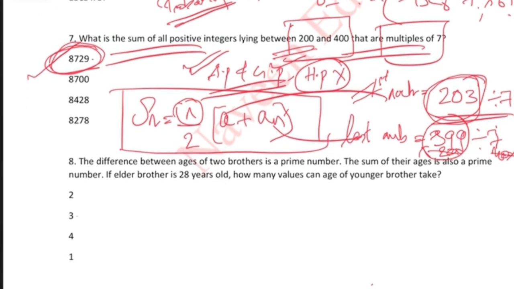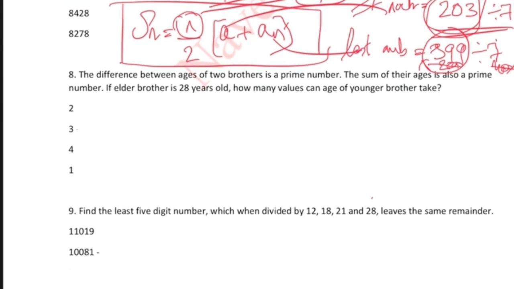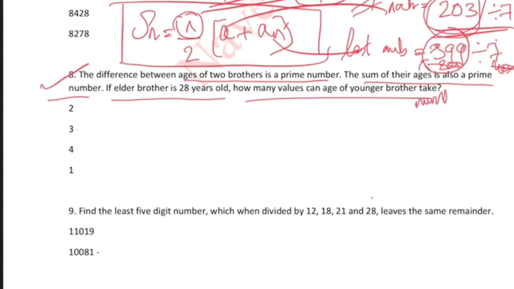Question number 8. The difference between ages of two brothers is a prime number. The sum of their ages is also a prime number. If the elder brother is 28 years old, how many values can the age of the younger brother take? So we only have to find how many values. We do not have to find the age or anything like that.